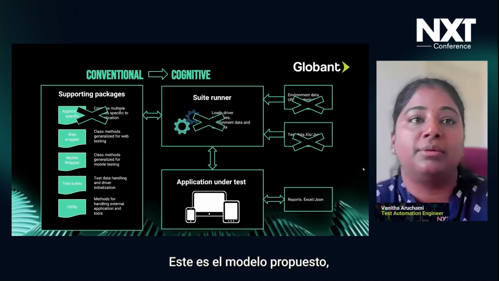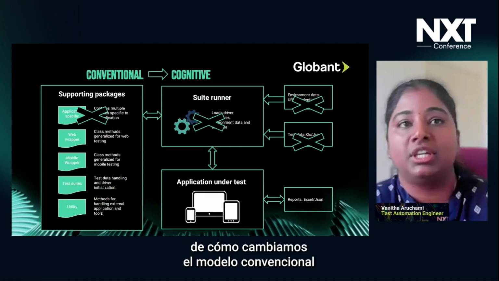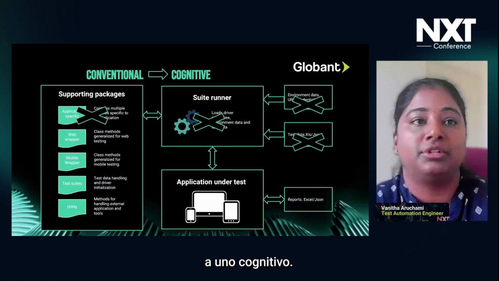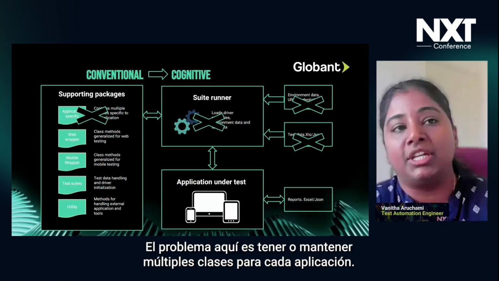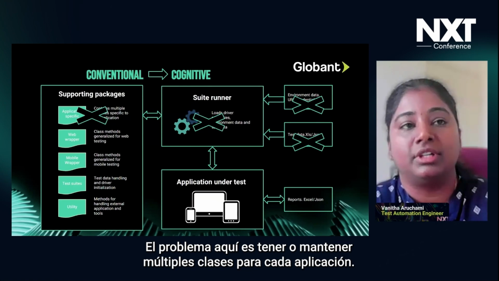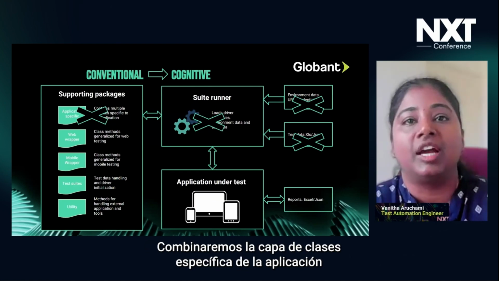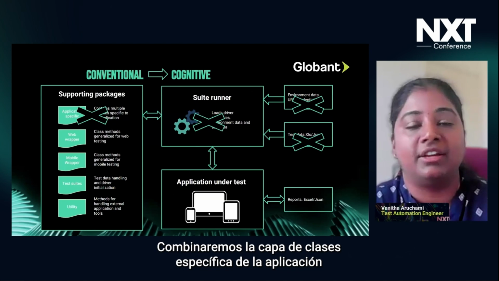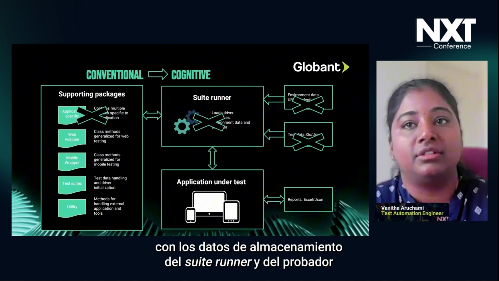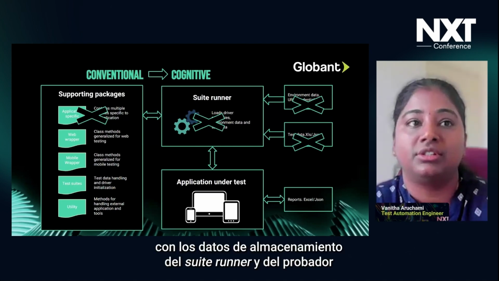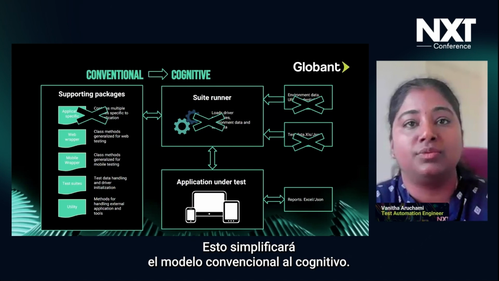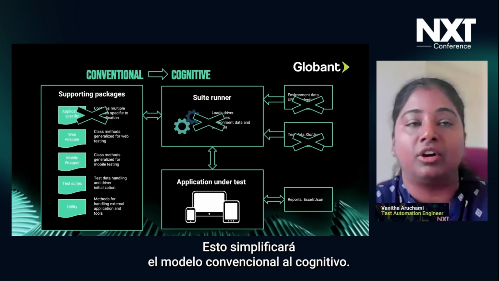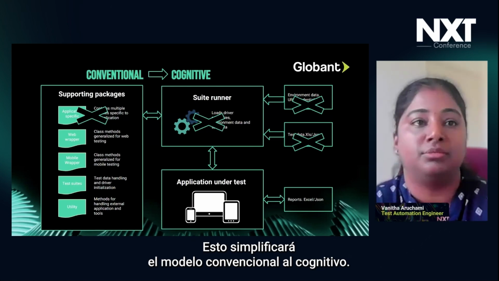So this is the proposed model, showing how we switch the conventional model into a cognitive model. Here the problem is with maintaining the multiple classes for each application. So we will be combining the application specific class layer, the suite runner, and the test storage data together as a cognitive model. This will simplify the conventional model into the cognitive model.